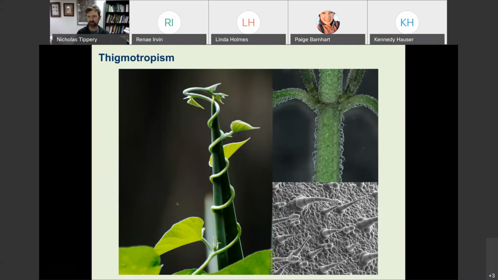And as I show you with these hair illustrations over here, the hairs can be an important part of sensing that, right? So just like on your skin, you can feel touch maybe a little more sensitively if you've got some hair there to sense the contact. Plants have hair on the outside, and if you're a plant that needs to twine up something, then knowing that you've run into something is an important signal to getting that to happen.